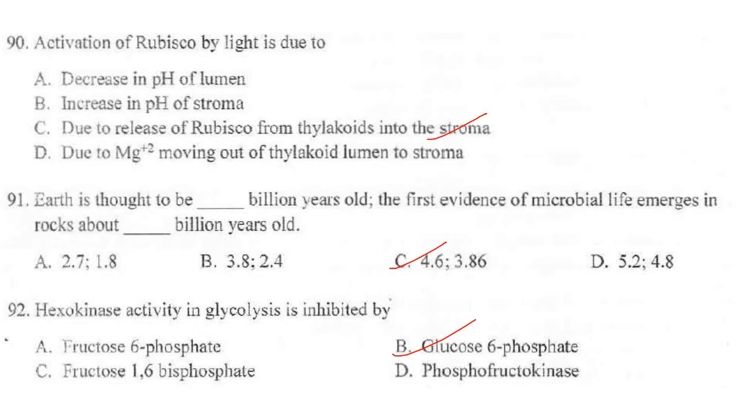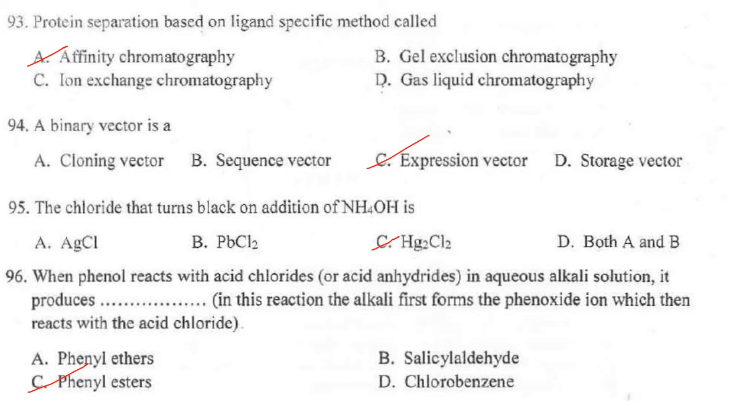Then hexokinase activity in glycolysis is inhibited by glucose 6-phosphate. Answer is B. Then protein separation based on ligand specific method is called as affinity chromatography, because it is based on ligand specific method. A particular protein will bind to its specific ligand. Then a binary vector. Binary vector, it is an expression vector, as you can see in the case of Agrobacterium tumefaciens vector. Then chloride that turns black on addition of NH4OH, that is HgCl2, mercury chloride.